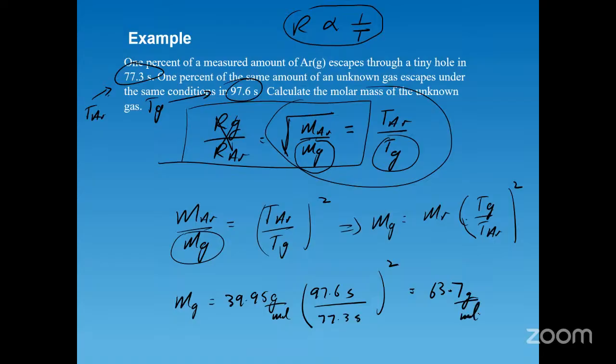So that's basically how that is done. And that answer makes sense because that means the molar mass of the gas is larger than that of argon, because it takes a longer time to diffuse. So that's basically how that is done. Any questions about this? Any questions? Questions?